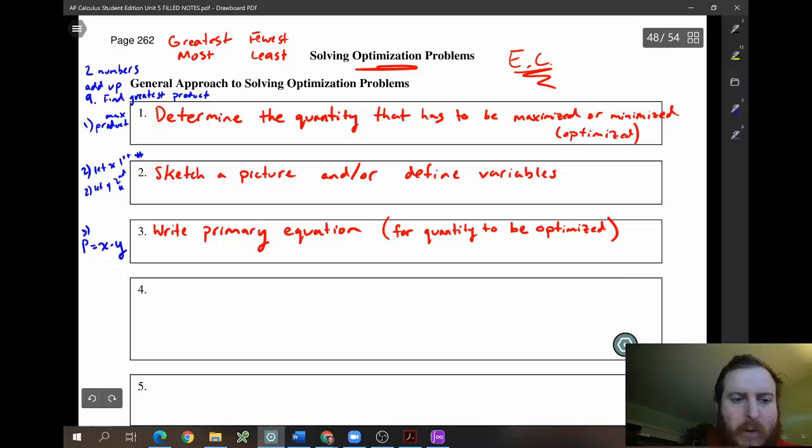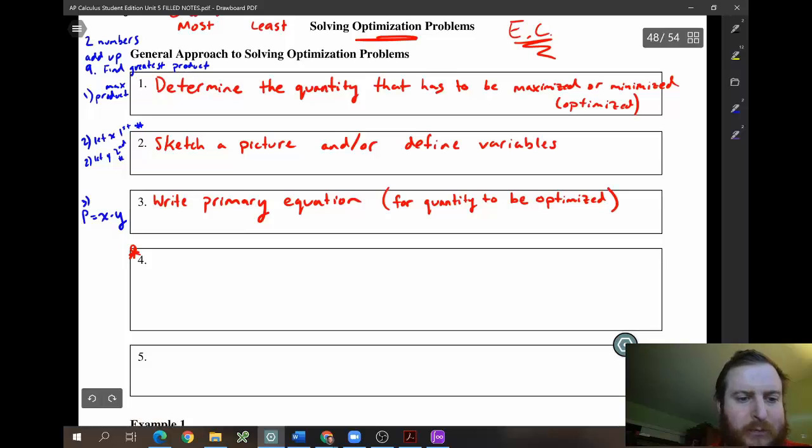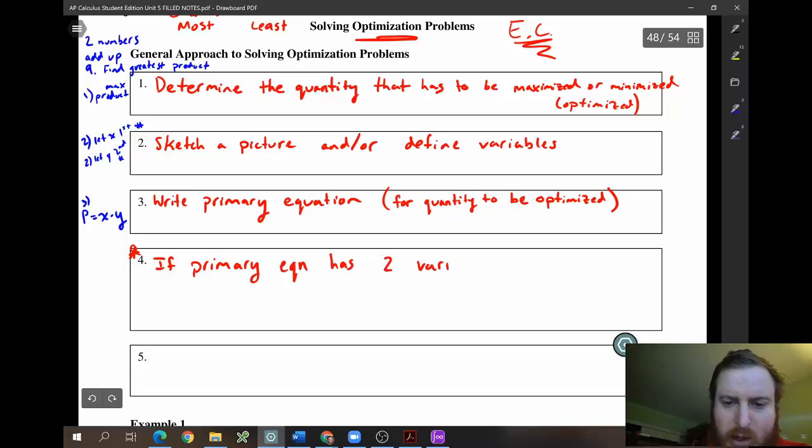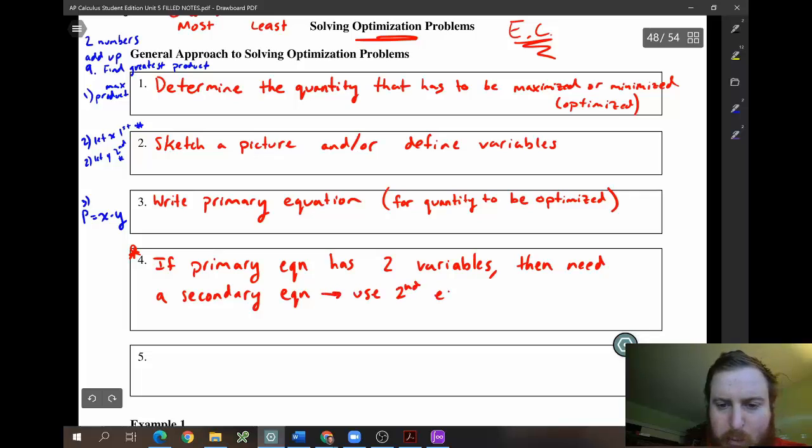Then step 4, this is kind of not always used, but if the primary equation has 2 variables, in this case x and y, so in this case, that did happen. Then we're going to need a secondary equation. And what we're going to do is we're going to use that equation to isolate one of the variables and plug it back in.